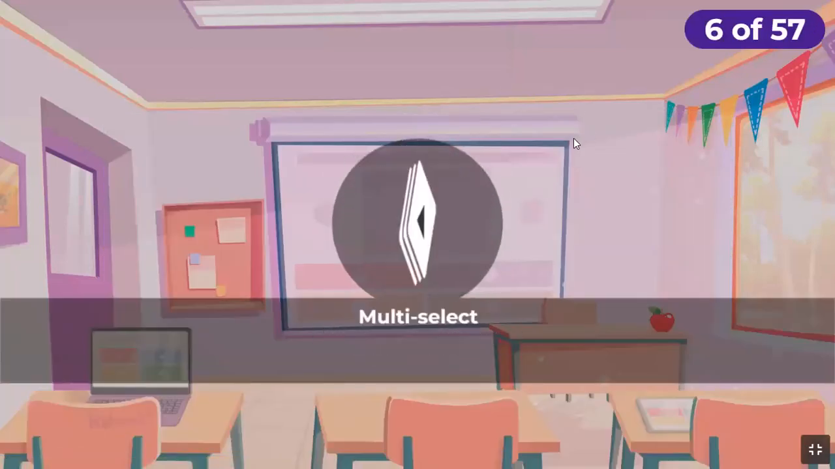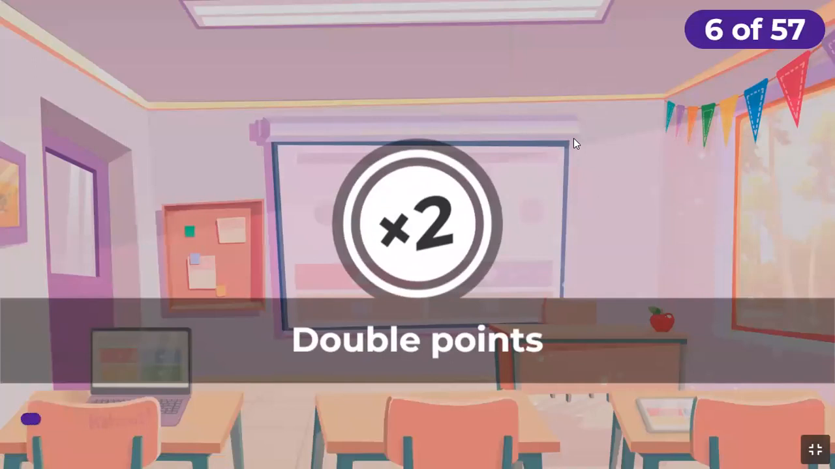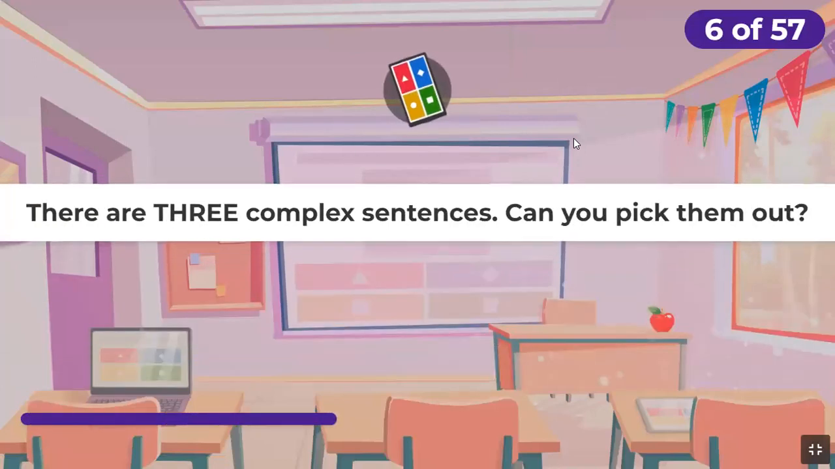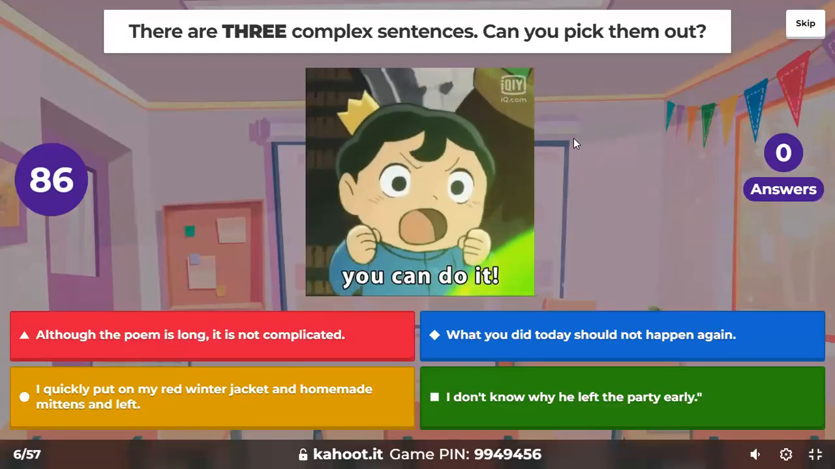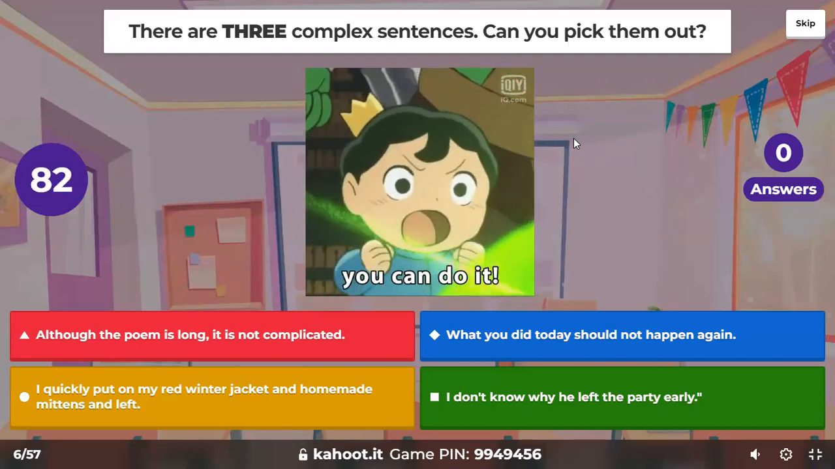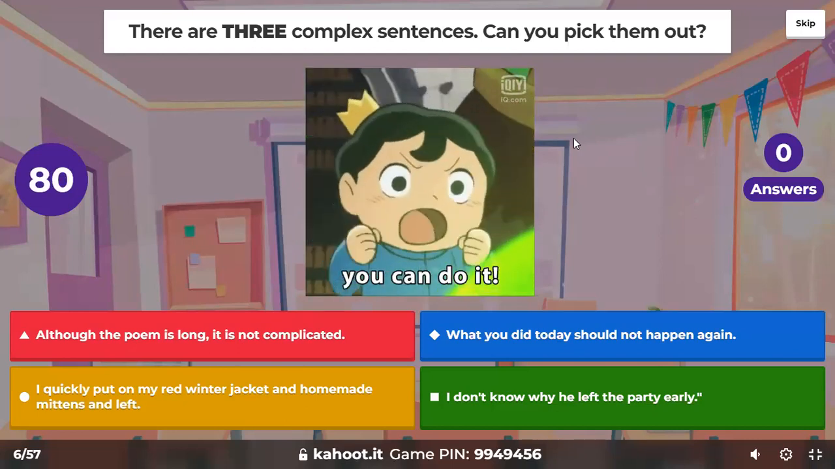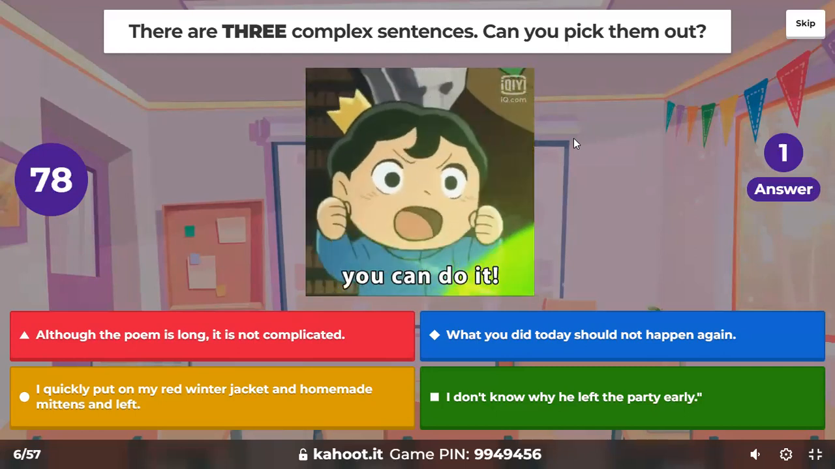Okay, next. So this is a double point question, and you have to select multiple answers. Now, there are 3 complex sentences. Can you pick them out? 3 complex sentences. I've given you 1 minute and a half to think.